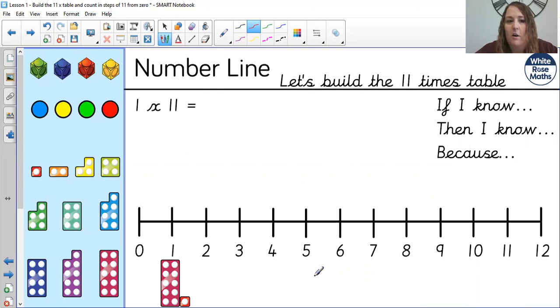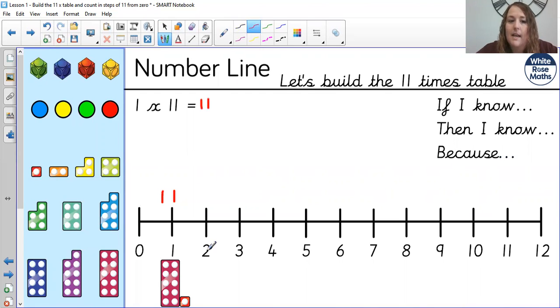And I always start off with 1 times 11. So one group of 11, I know we'll start on 11. And I'm going to pop that one up here, as well as on the number line. So 1 times 11 is 11. So I then look at my sentence starters over here on the right. If I know, then I know because. So 1 times 11 is 11.